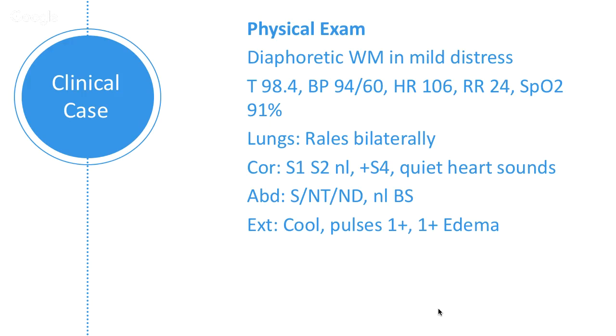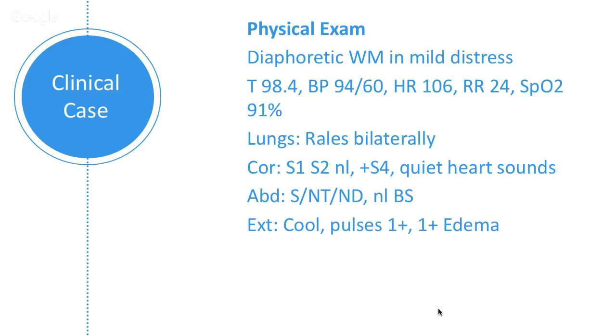S1, S2 is the lub-dub, bum, bum, bum, bum, bum, bum. Also has an extra sound called S4, which you can get with high blood pressure sometimes. But overall, quiet heart sounds. Abdomen is soft, non-tender, non-distended. Means you can mush on it. It's okay. Doesn't bother me. Normal bowel sounds. Listen, sounds okay.